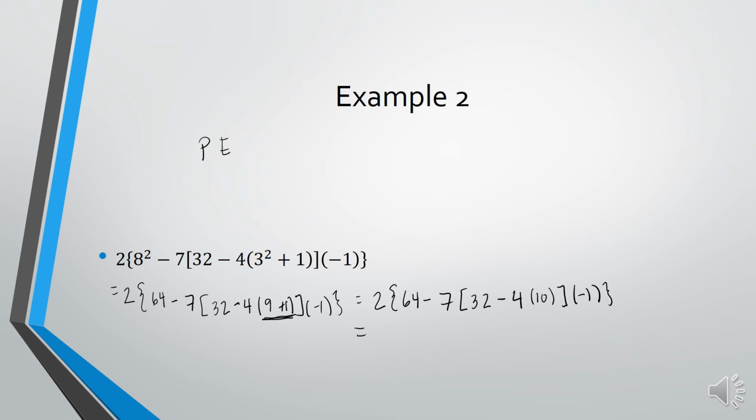Okay, so we've dealt with that. Now I need to deal with the next set of parentheses. So my next set of parentheses looks like these square brackets. So inside the square bracket, if I just do that off to the side, I have 32 minus 4 times 10. Well, multiplication comes before addition and subtraction. So really this is 32 minus 40, which is -8. So that square bracket right there, I'm going to replace that with -8.